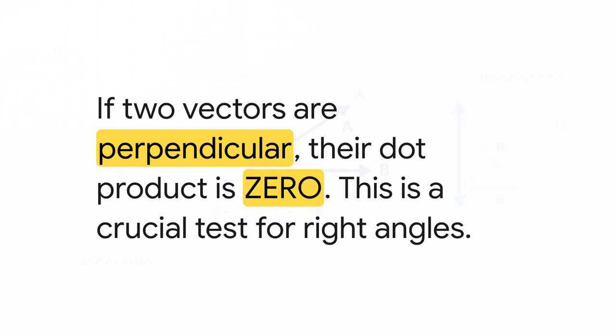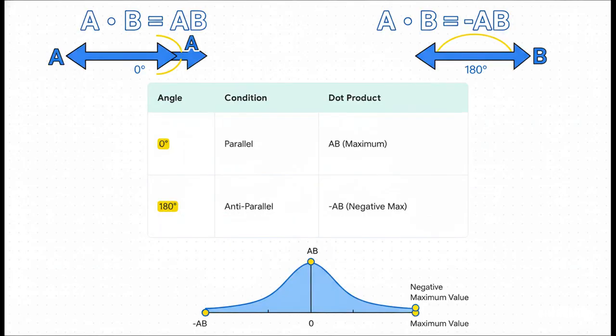And this leads to probably the most important property of the dot product. If two vectors are perpendicular, their dot product is always 0. Think about it. One vector casts no shadow on the other. This becomes an incredibly useful test to see if two vectors are at a right angle, or what we call orthogonal.